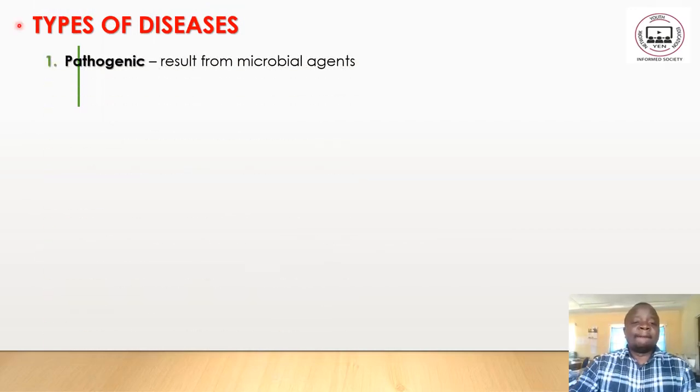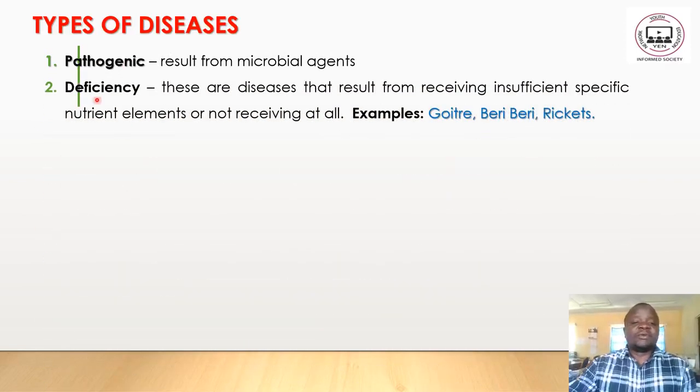Types of diseases. We are going to look at the types of diseases, and these are, we have what we call the pathogenic disease. These result from microbial agents. Generally, these are diseases that are caused by microorganisms or the pathogens. Number two, we have deficiency diseases. These are diseases that result from receiving insufficient specific nutrients or not receiving them at all.